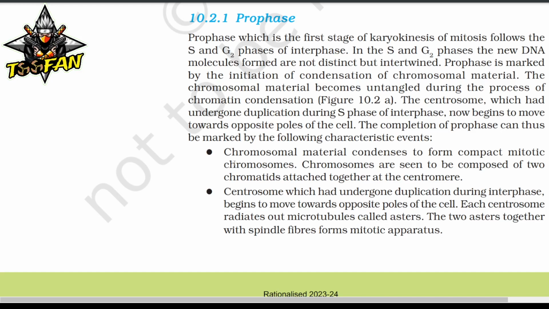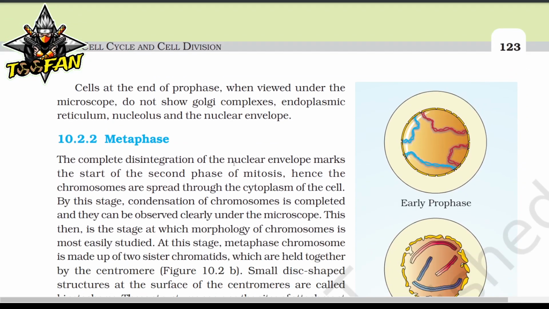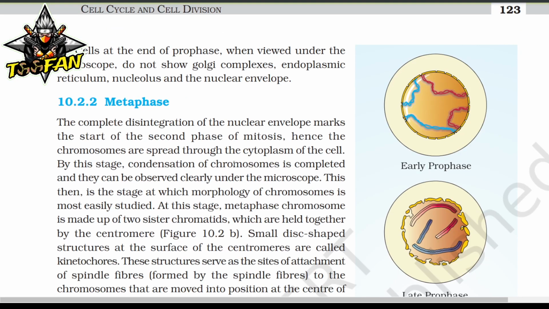Each centrosome radiates out microtubules called asters. These two asters together with the spindle fibers form the mitotic apparatus. Cells at the end of prophase, when viewed under the microscope, do not show Golgi complexes, endoplasmic reticulum, nucleolus and the nuclear envelope. And now metaphase.